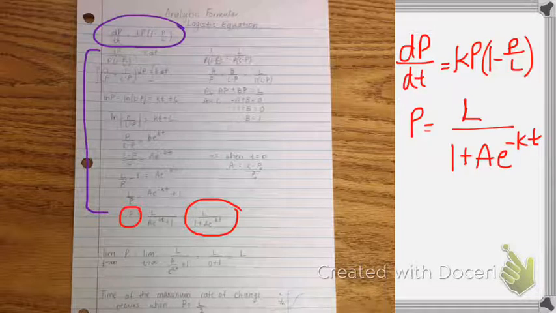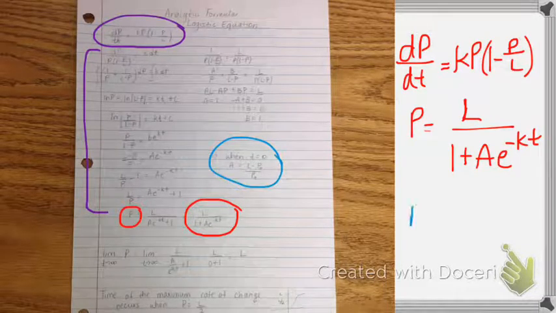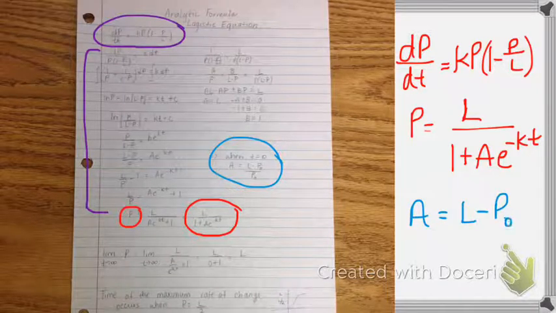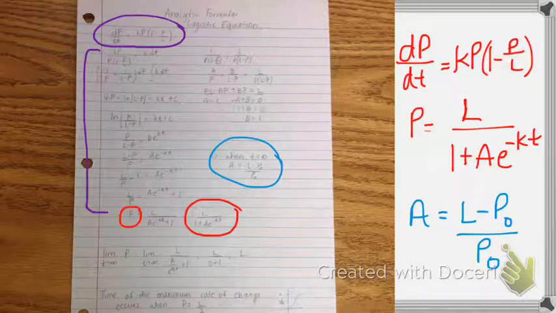One other important piece of information you need to know is this right here, that a equals (L minus P0) over P0. P0 stands for the initial population or the initial amount in the problem, and so that's another thing that you will need.